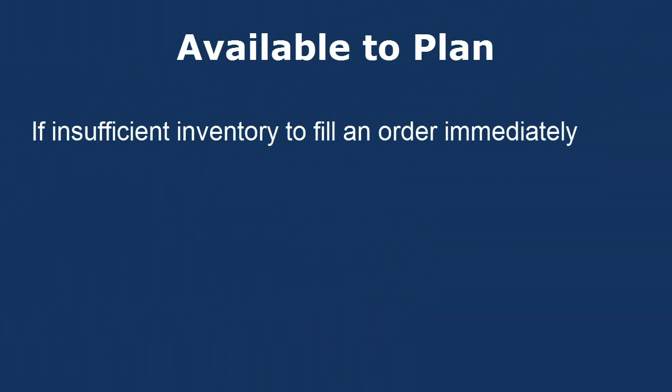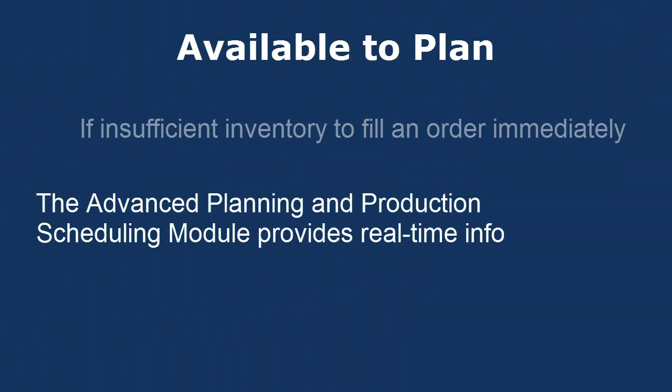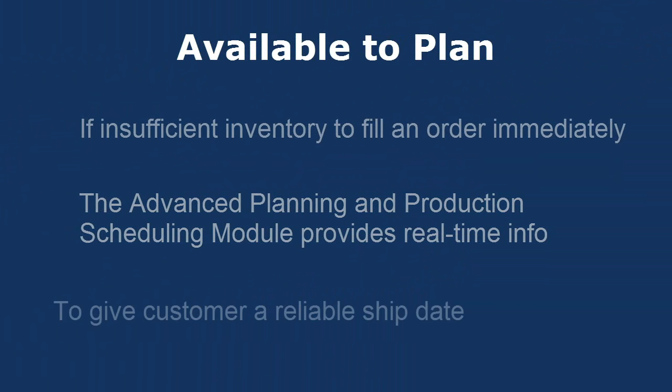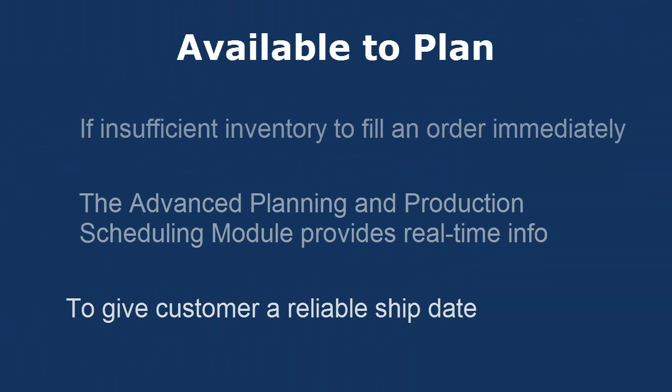So in summary, in cases where there is insufficient inventory to fill a customer's order immediately, the Fitrix Advanced Planning and Production Scheduling modules can provide the real-time information needed to give your customer a reliable date on when their product will ship.